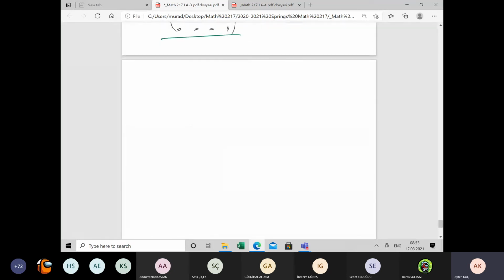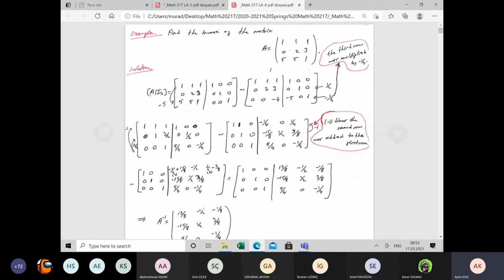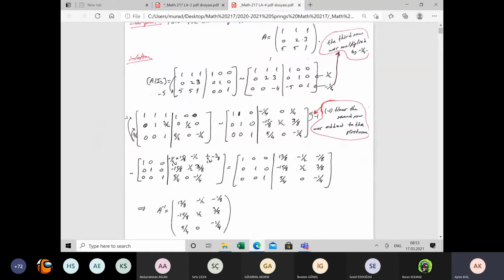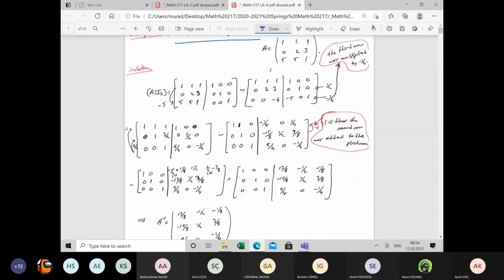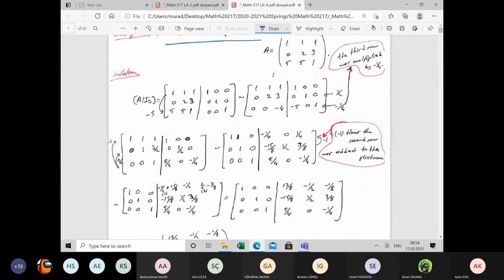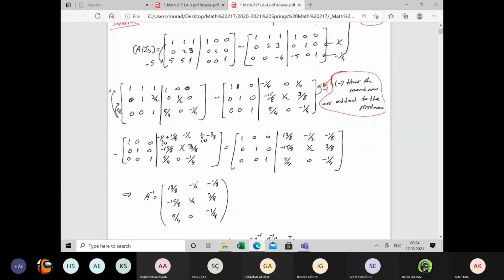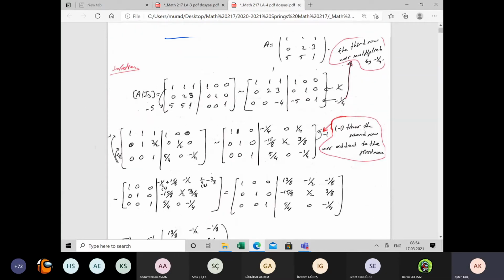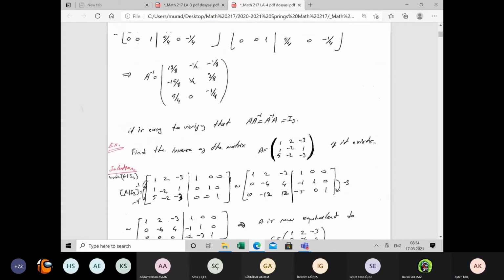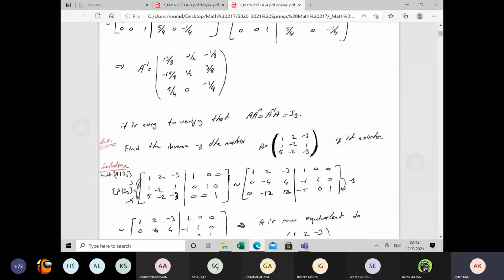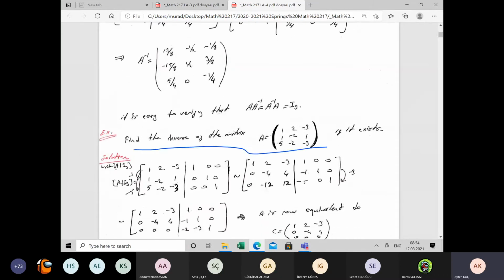Okay. Now one more example here. Find the inverse of this matrix. Look at this matrix. Find the inverse of the matrix A if it exists. It's okay, so use the same method.